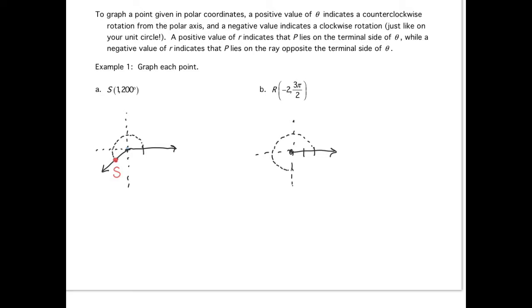Okay, normally that would be where my point is located, but because of this negative 2 value, instead of being located on the same side of the pole as my terminal side of the angle, it's actually going to be on the opposite side. So I'm going to go ahead and flip my point up here, and that is going to be where point R is, at negative 2 on the opposite side from 3 pi over 2. So it's actually at pi over 2.